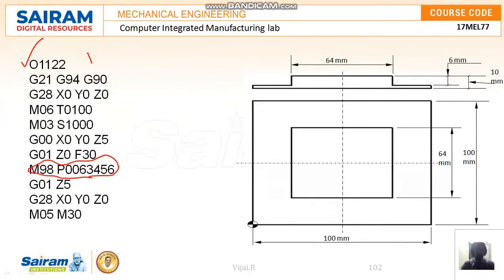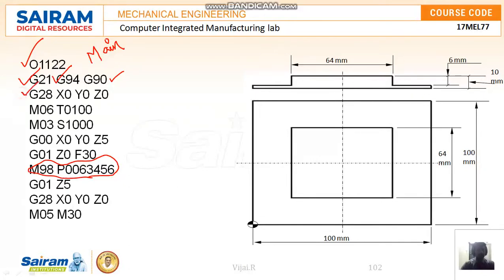This is the main program, and it should start with the letter O and a four-digit number. Then metric data input and feed per minute. In terms of milling, here it is G90, and G90 normally we use for absolute programming, so the tool and the job travel in absolute. Only for the depth am I going to use incremental, which I told you already.